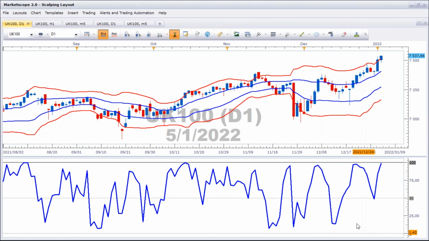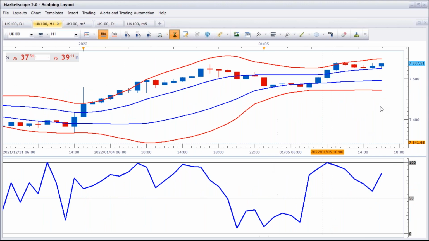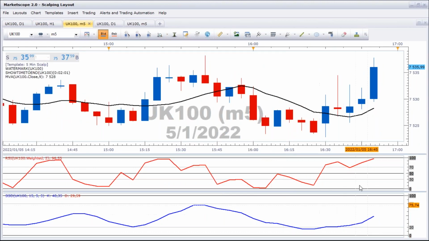Okay, so this is a good looking chart. Nice momentum. Nicely positioned here as well. Let's just go down to the potentially trade it this way.